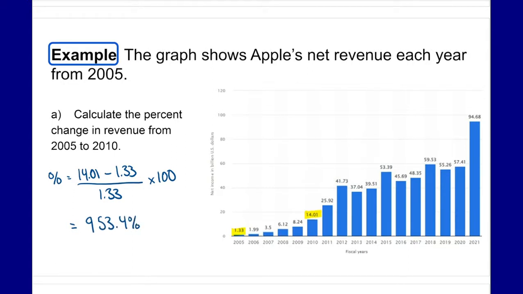And when we do that calculation, we find a percent change of 953,000.4%, which does make sense because it's quite a jump, right? From 1.33 billion to 14.01 billion. That's quite an increase, so that's quite a change. So it does make sense that we have a large change. And we can have more than 100% change. 100% change essentially means we double our money. We increase it by the same amount that we had. So 953.4% change is quite a bit more than doubling.